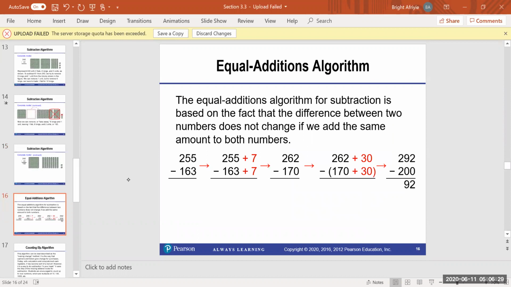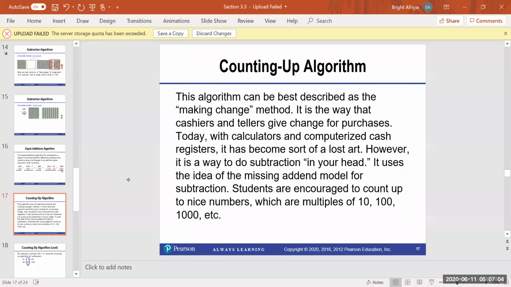Now, equal additions algorithm. What this means is that when you're adding two numbers, or when you're subtracting two numbers, and you add the same amount to the two numbers, the result will not change. Is that okay? The result wouldn't change. So here we added 7 and 7 and 30 and 30, and our outcome will not change because we have added the same number to both numbers. So that will not change, okay?